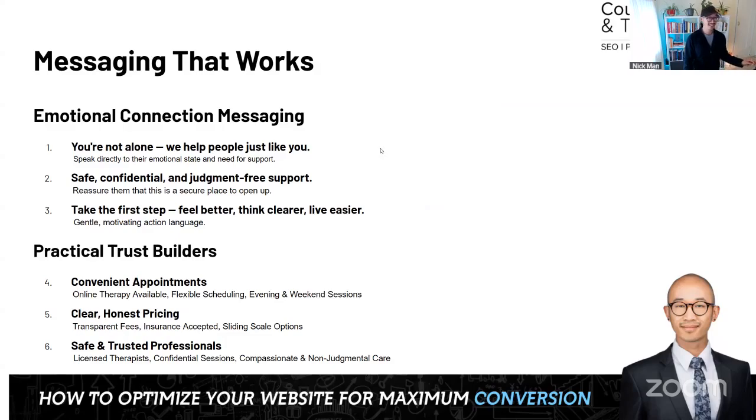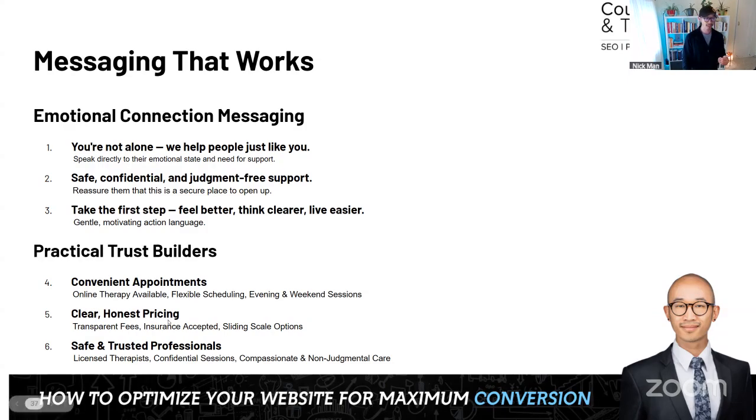Okay, so some of the core messaging that works boils down to these three things. You're not alone: we help people just like you, speaking directly to their emotional state and need for support. Being safe and confidential, judgment-free support. It's not always helpful to say that out directly, but everything you do and everything you're talking about reinforces that fact. And then encouraging them to take the first step, making it super easy, with lots of availability for the free consultation, walking them through what they should be expecting and what that call looks like, and then practical trust builders for your website.